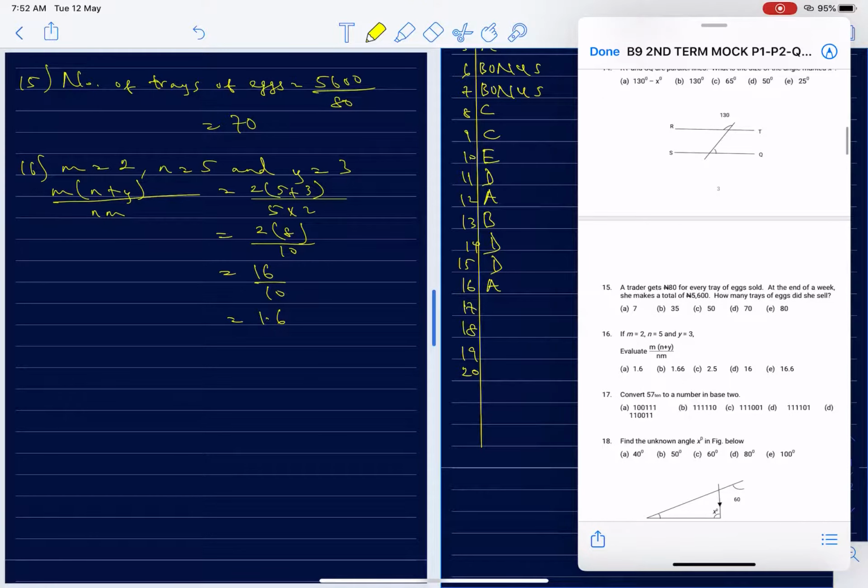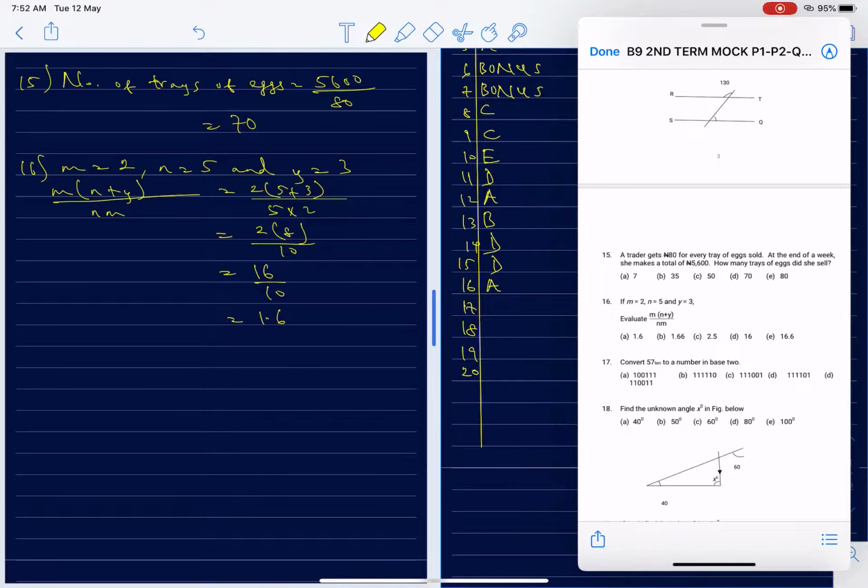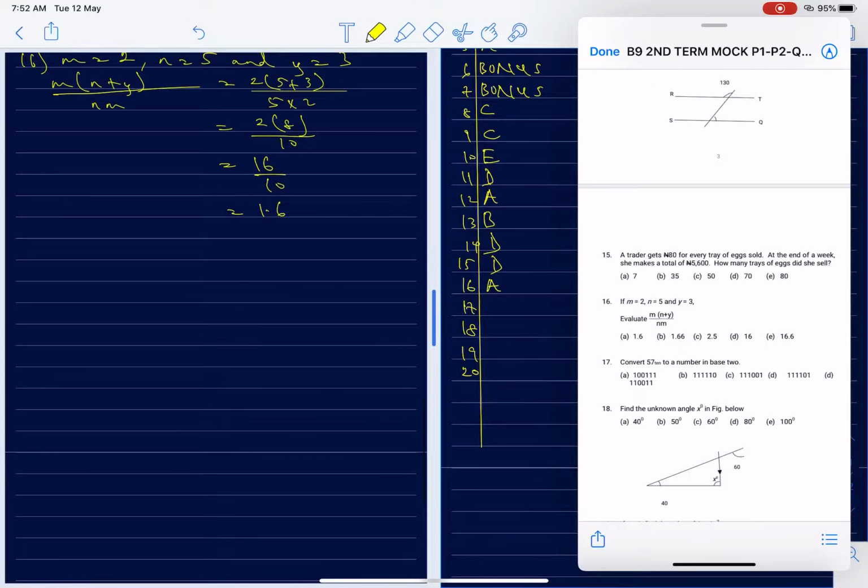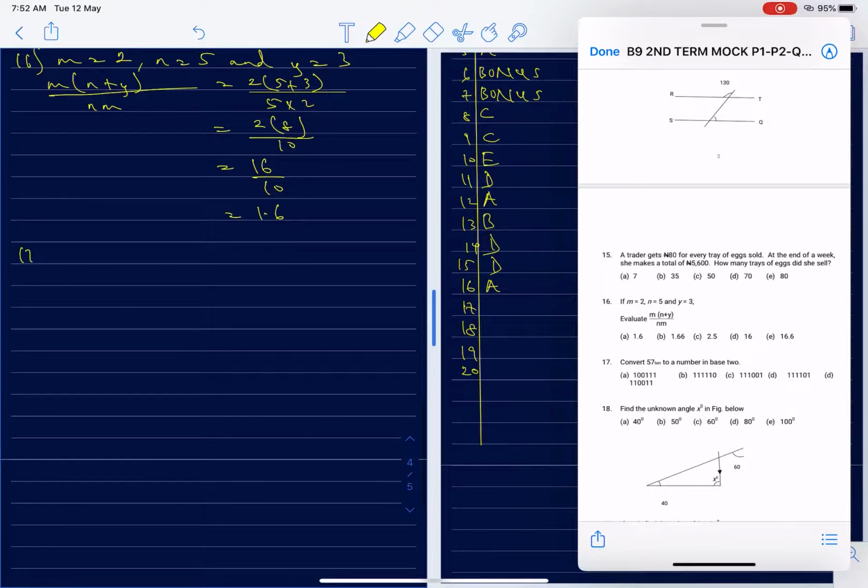17, convert 57 base 10 to a number in base 2, because that's easy. 57 base 10, we use long division for conversion from base 10 to other bases.